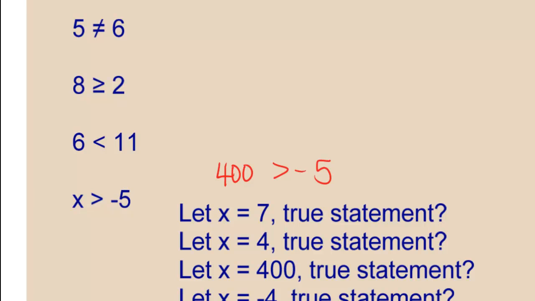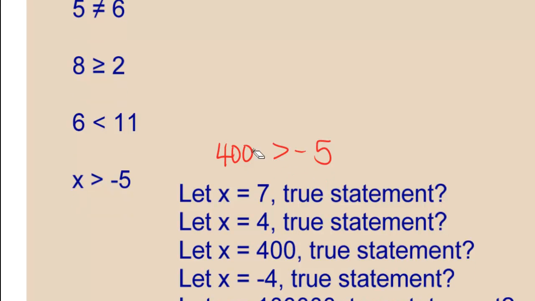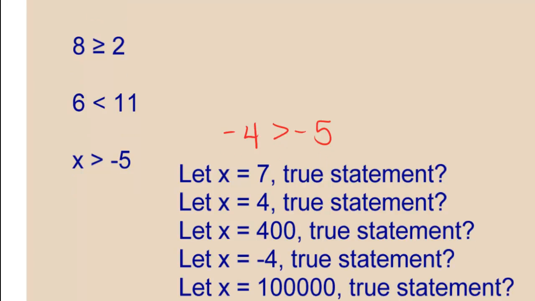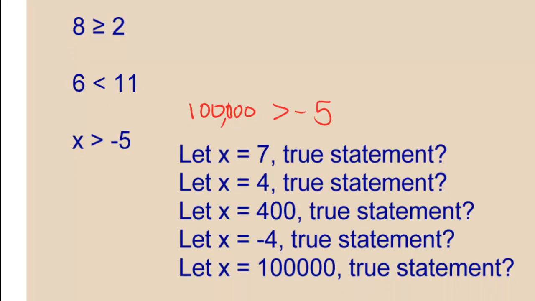What about negative 4? Is negative 4 greater than negative 5? What do you think? Hopefully you said yes. Negative 4 is greater than negative 5. What about 100,000? Is this a true statement? Is 100,000 greater than negative 5? Yes. The point here is that all of these numbers make this a true statement.